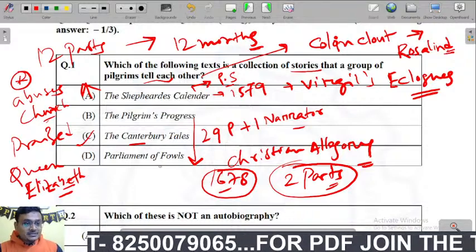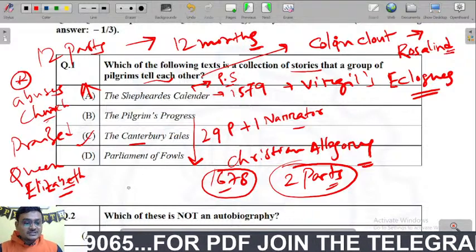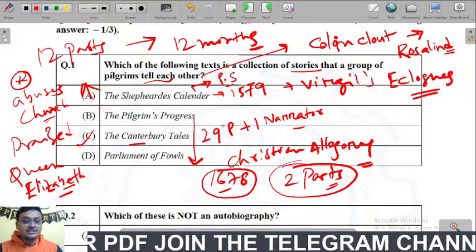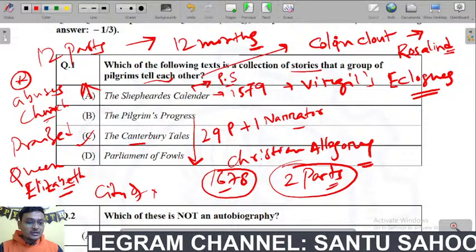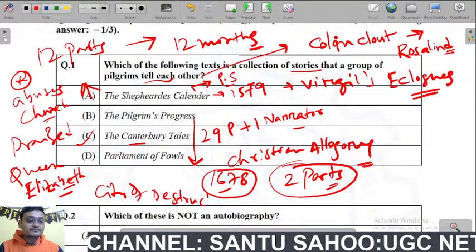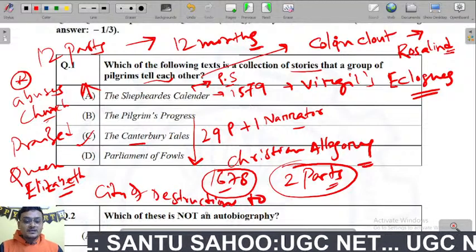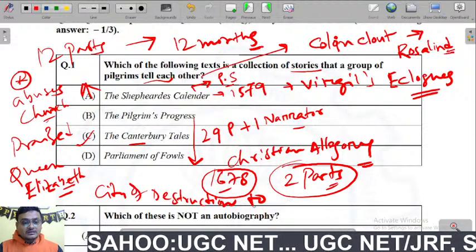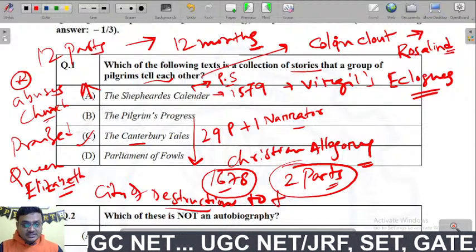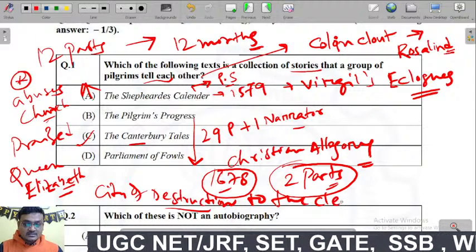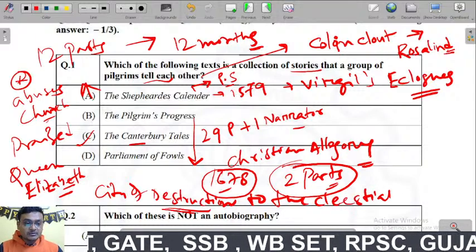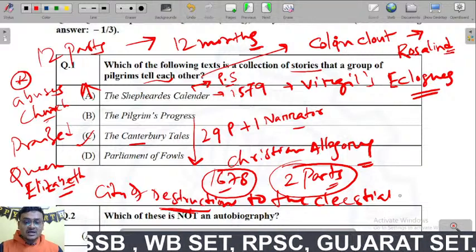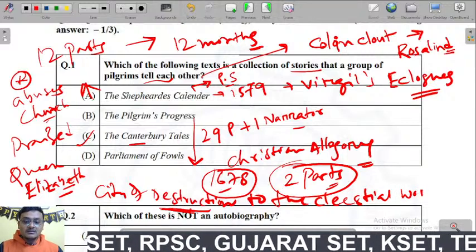That protagonist journeys from the city of destruction to the celestial city. So he is traveling from the city of destruction, from this earthly world, to the celestial city.